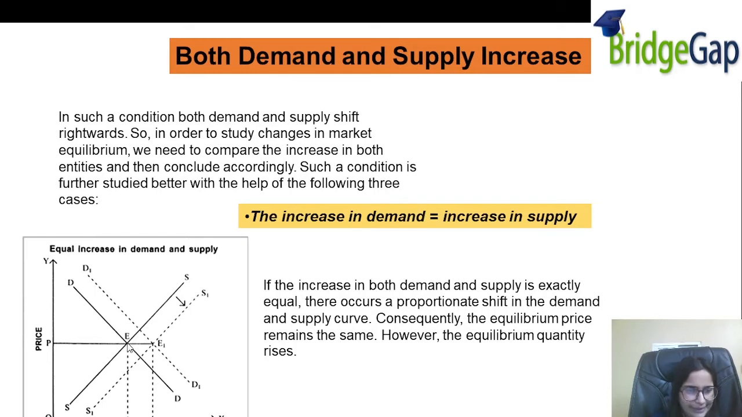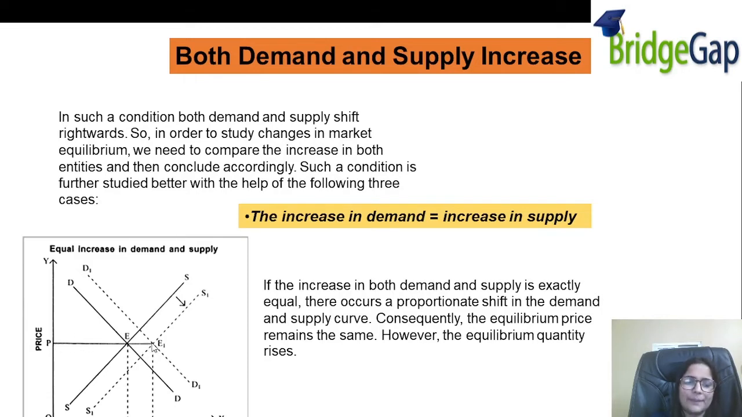So here S and D, this is our equilibrium price, this is our equilibrium quantity. Now when the demand curve shifts towards the right, that means there is an increase in demand. So the new demand curve is D1, and the new supply curve also shifts rightward when there is an increase in supply. So the new supply curve is S1. When they are shifting in the same proportion, what will be the impact? The new equilibrium will lie over here, which will keep the prices constant.